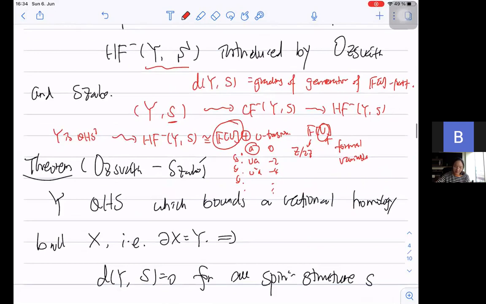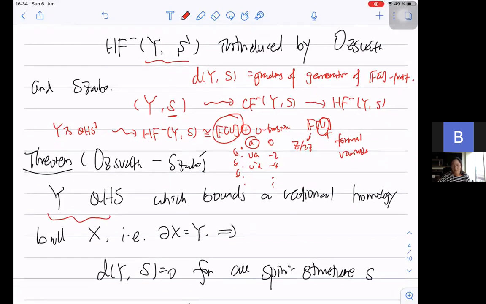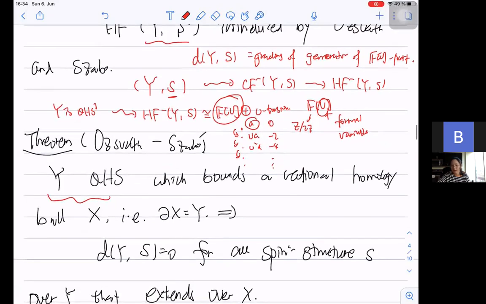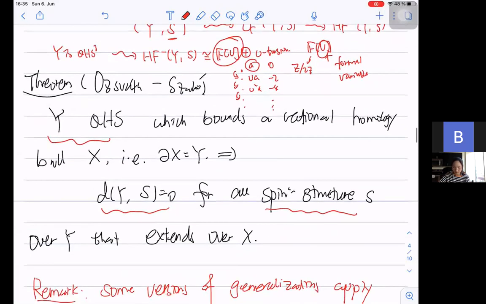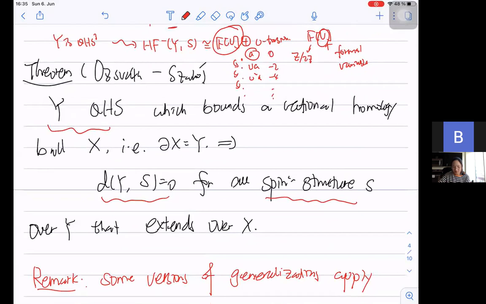For example, if we know our Y is a rational homology sphere that bounds a rational homology ball X, then there is a strong restriction on the d invariant of this boundary Y. We should have the d invariant of Y at the spin^c structure s equal to 0 for all spin^c structures on Y that can extend to the rational homology ball X. This is given by Ozsvath and Szabo. So in order to study which three-manifolds can bound rational homology balls, one thing we can study is using the obstructions from the d invariant. But this is still very restrictive.